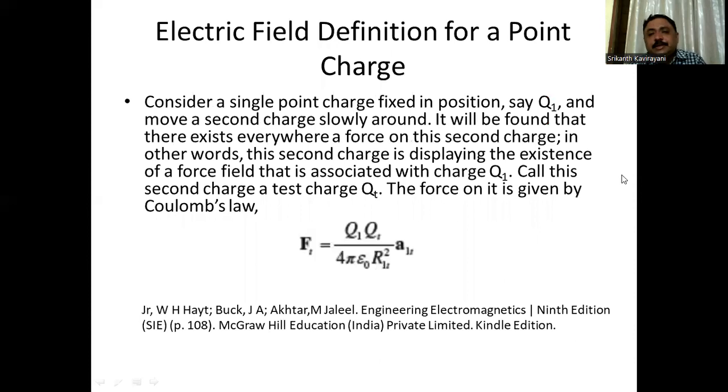The electric field definition for a point charge is the next important concept that we try to understand after we have understood the force due to charges. Consider a single point charge fixed in a particular position, say Q1. Then if we move a second charge slowly around this particular charge, and we call this second charge the test charge, Qt, the force as per Coulomb's law is given as Ft equal to Q1 Qt by 4 pi epsilon naught R1t square A1t.